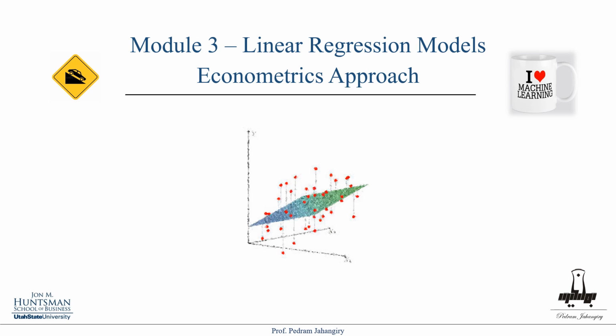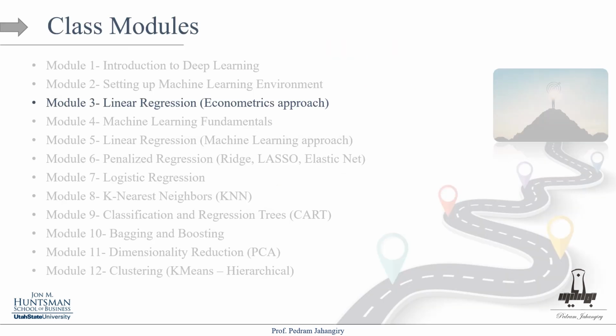In the second part of this module, we will examine the process of performing linear regression models using the Statsmodels API. Statsmodels is a very popular Python package, and it is mostly used for the econometric approach to linear regression. So without further ado, let's jump into it. Module 3, linear regression, econometric approach.